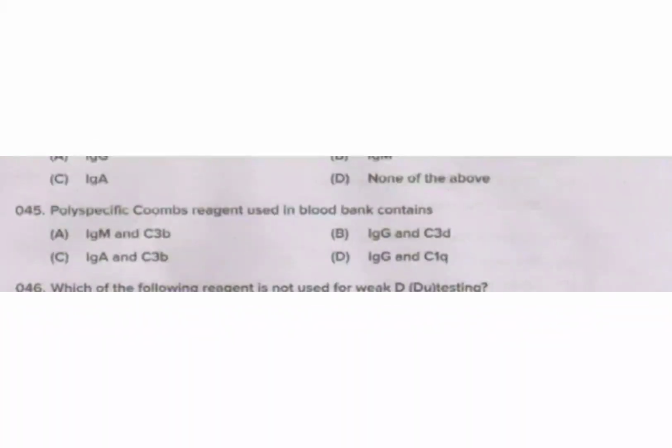Next question. Polyspecific Coombs reagent used in blood bank contains. Four options are there. Option A, IgM and complement C3b. Option B, IgG and complement C3d. Option C, IgA and complement C3b. And last option D, IgG and complement C1q. The answer is option B, IgG and C3d. Polyspecific Coombs reagent used in blood bank contains IgG and C3d.